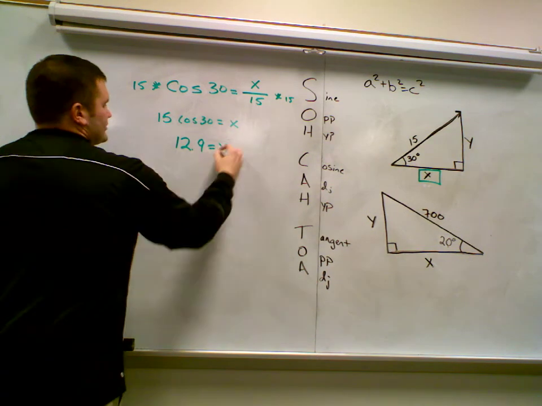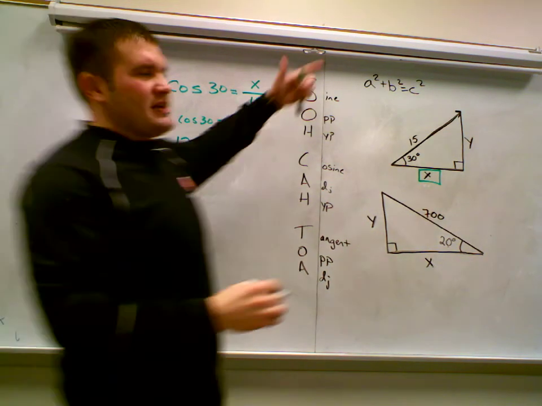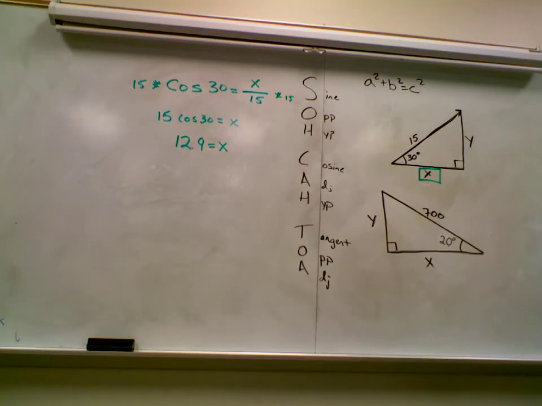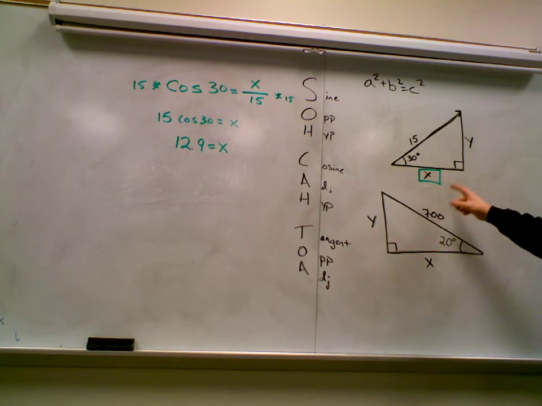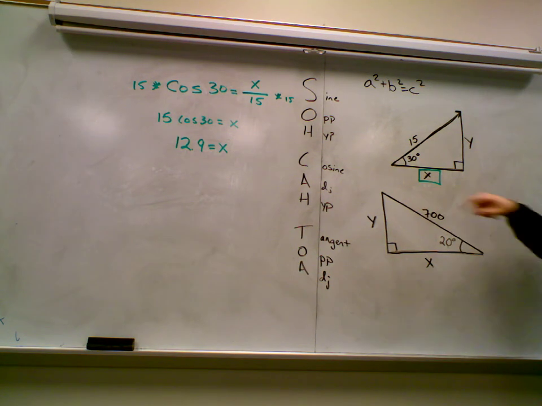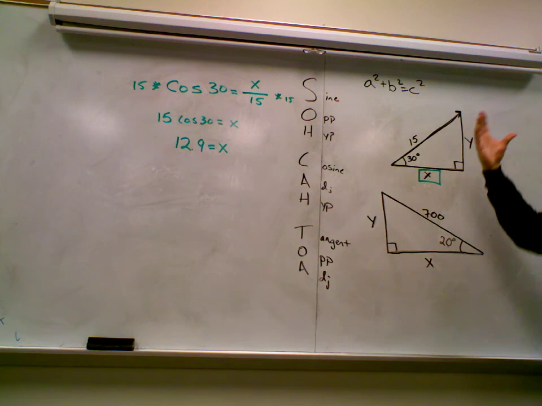12.9 equals x. So this means, in my basketball example, if I'm shooting a basketball with an initial velocity of 15 meters per second at a 30-degree angle, then it is traveling at 12.9 meters per second in the x direction. Wow. How can I find y?